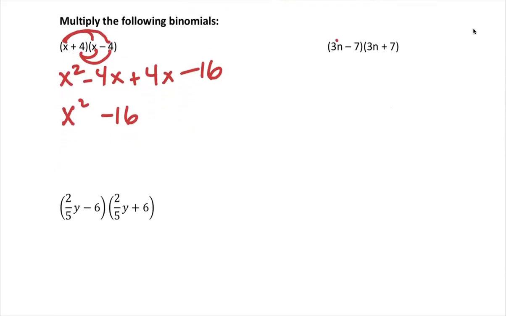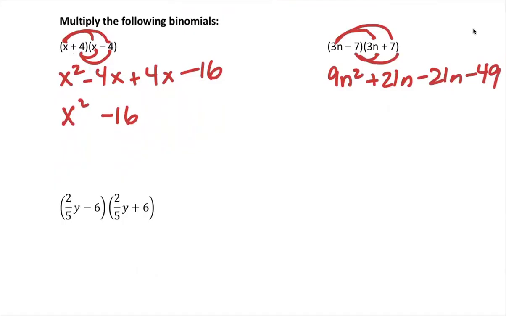And the next one, same example. So that'd be 9n squared plus 21n minus 21n, and then minus 49. Those two middle terms are going to cancel, and we'll just have that first and last term. Same thing would happen here. I'm just going to skip that example and keep going.